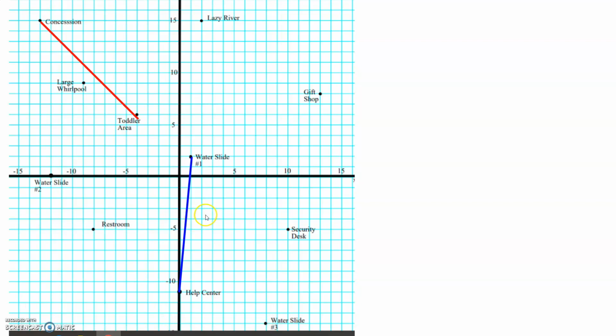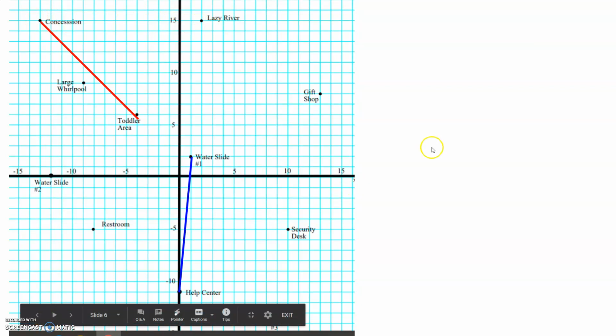All right. Now I do want to talk about horizontal lines. We can take a look, like maybe we had concession to Lazy River. Let's say you had a combination like this and you needed to find the equation. Well, the slope's going to be 0. So that's y equals 0x. Okay. But the y-intercept is 15. So really the equation for this horizontal line between the concession and Lazy River is just going to be y equals 15. All right. Y equals 15. Okay.